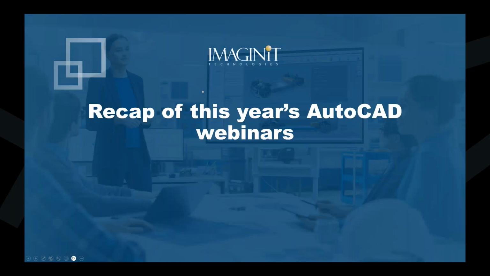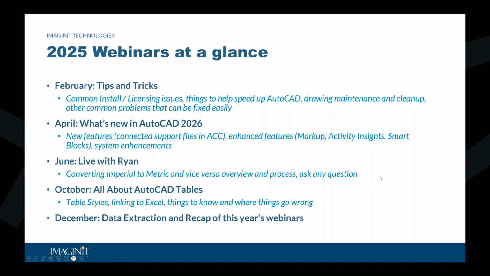Go into a recap of this year's AutoCAD webinars that I've done. So we started off in February of 2025, the tips and tricks. So common install licensing issues, some of the things to help speed up AutoCAD, drawing maintenance and cleanup, and other common problems that can be fixed easily. In April, I did What's New in AutoCAD 2026. This included the new features, connected support files in ACC, the enhanced features of markup activity inside smart blocks, and system enhancements.